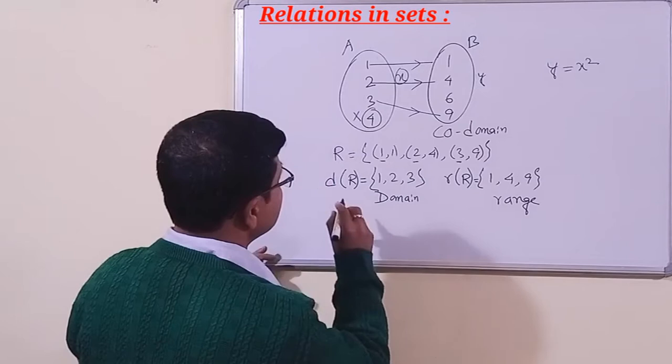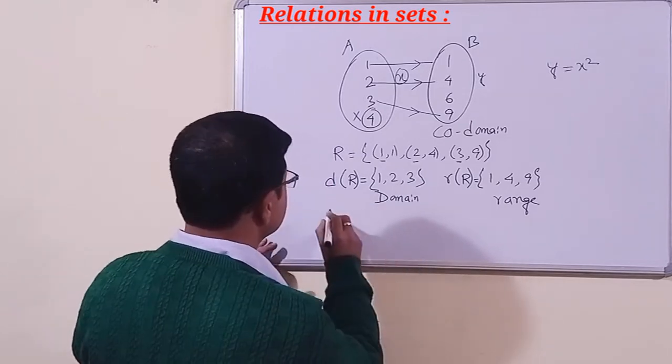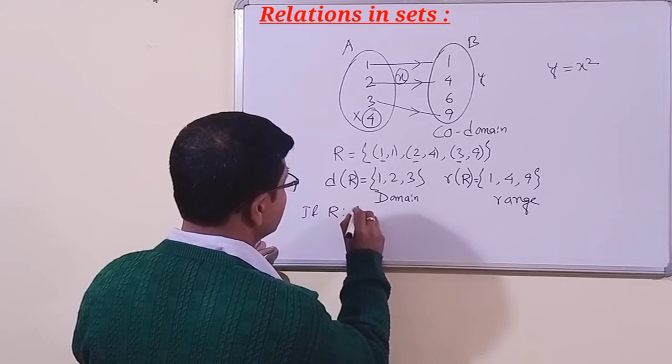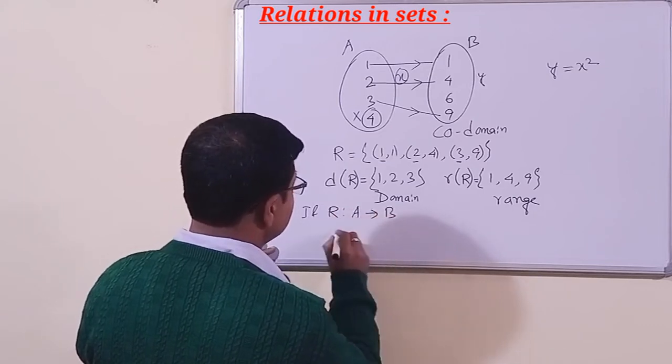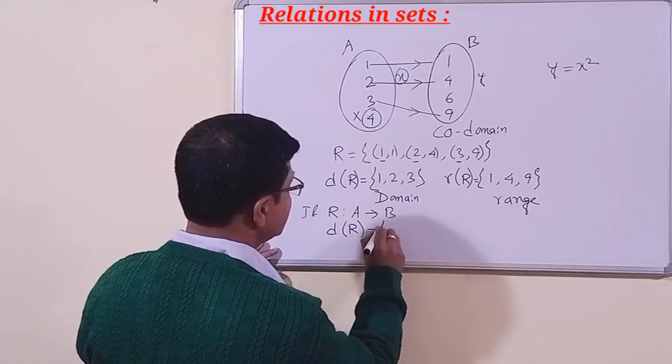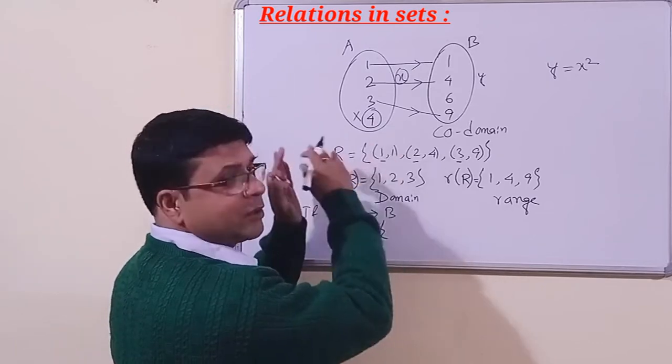Then, how do we represent the domain? If R is a relation from A to B, then how can you represent the domain of this relation? The domain is the set of first components.